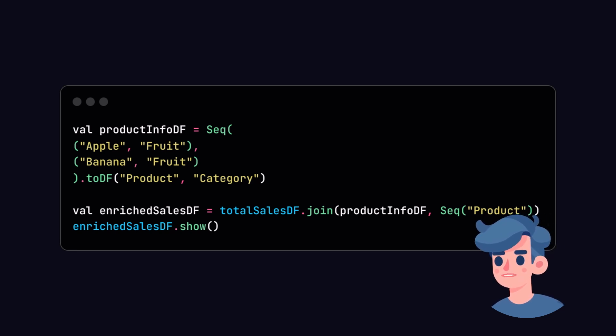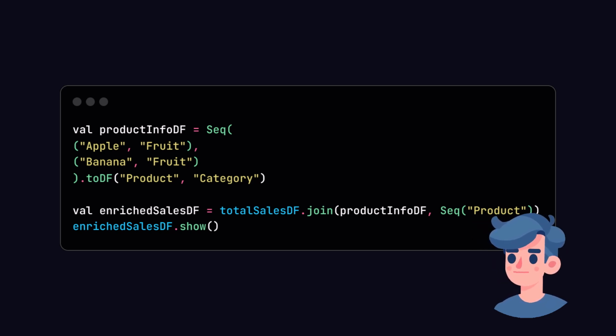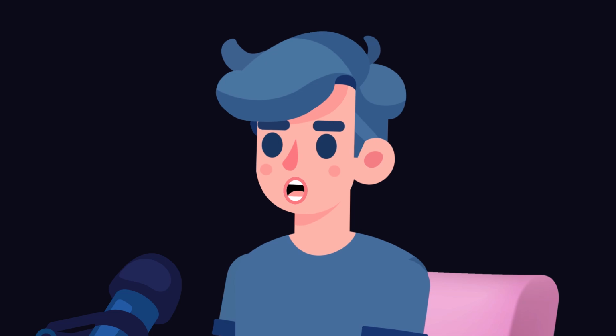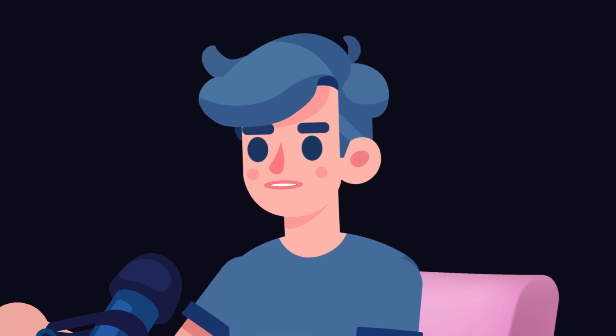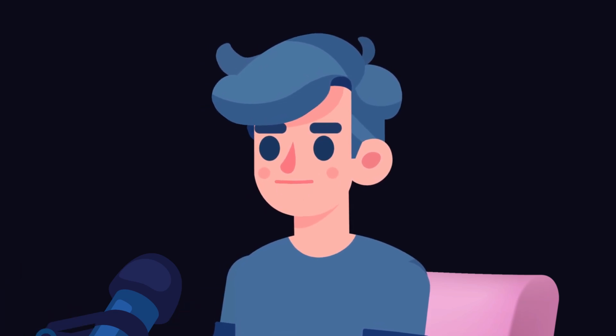Batch processing with Spark also allows us to perform joins. If we had another data frame containing product information, we could join them to enrich our sales data. With that join, we've enriched our sales data frame with the product category information. This is a powerful feature of Spark, being able to merge multiple sources of data effortlessly.